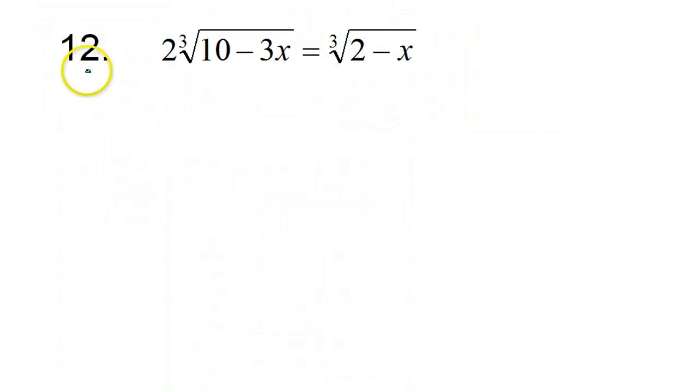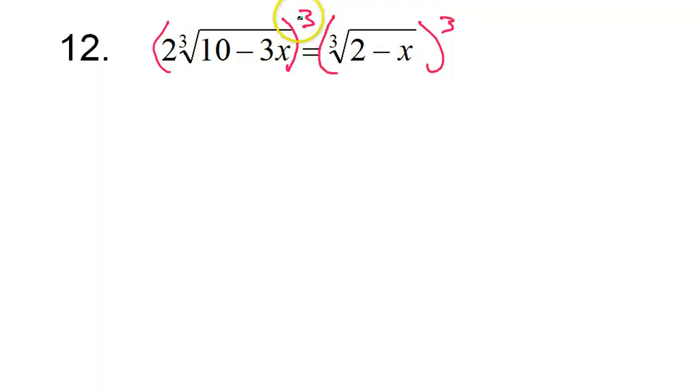Alright, number 12 is similar to number 11. This is the best we can do. We can't get rid of that 2 like we usually like to. So we are going to cube both sides of the equation. But when we do, we're going to have to cube the 2 as well, separately.